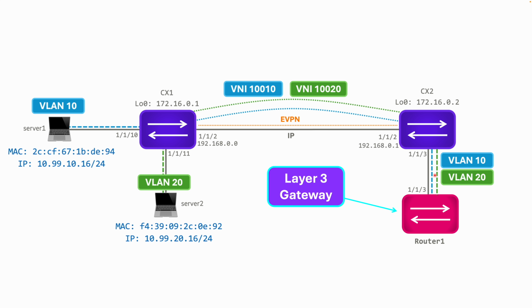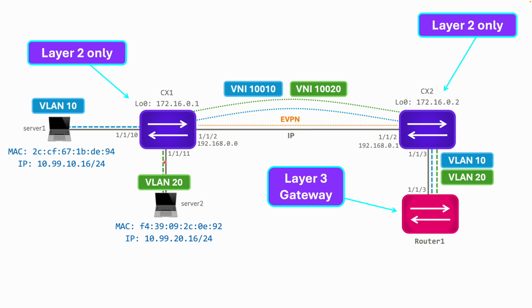So router 1 is the layer 3 gateway in this case. Any traffic that we want to route between 10.99.10.0/24 and 10.99.20.0/24, so going from server 1 to server 2, will go across our VXLAN network. It will be routed by router 1, and then it will head back on the destination VNI to the destination server.